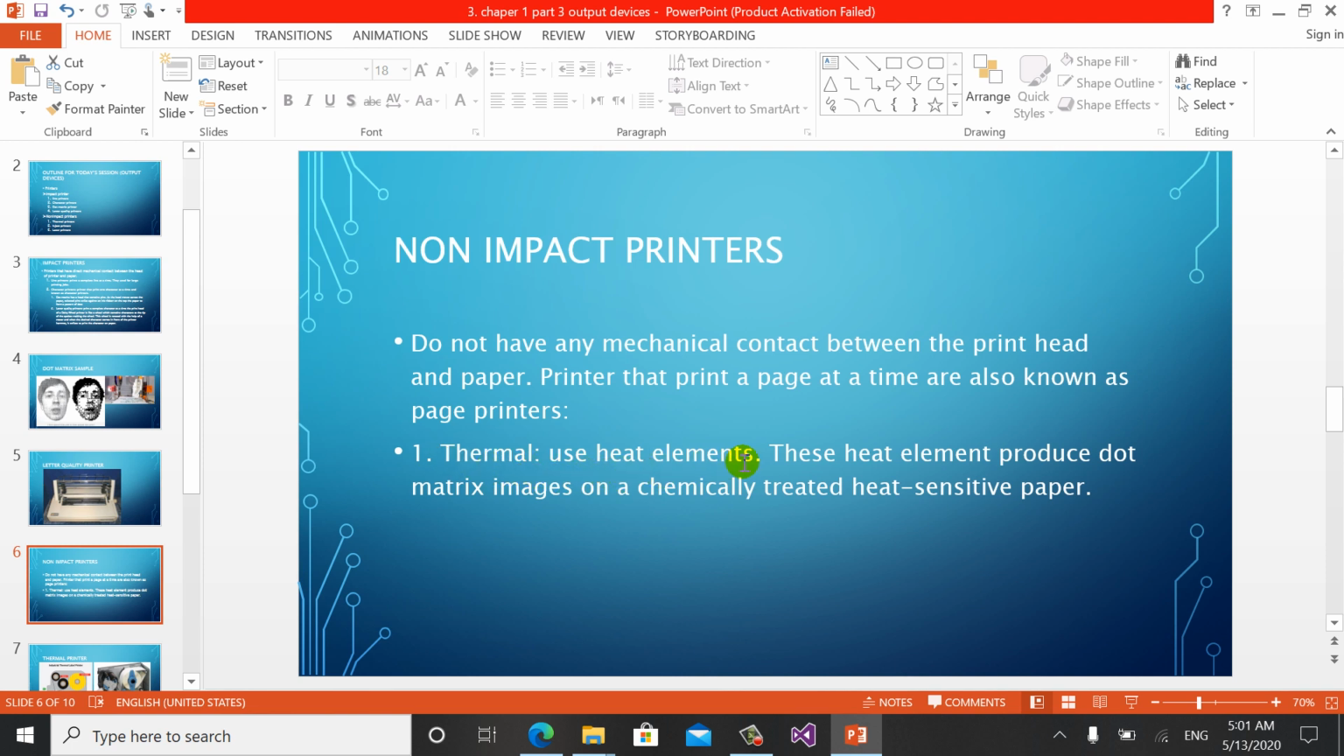Thermal uses heat elements. Do you know heat? The temperature. The hot temperature.